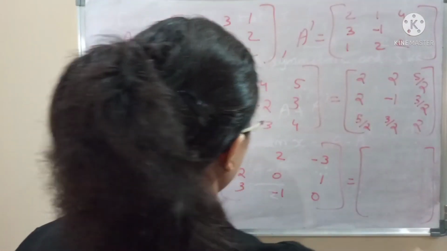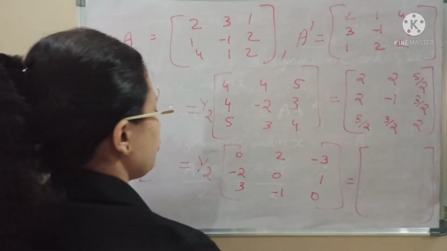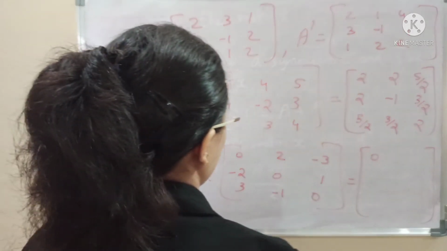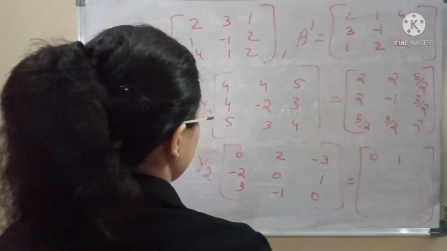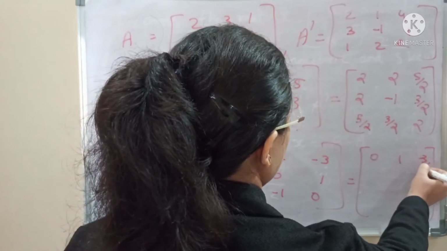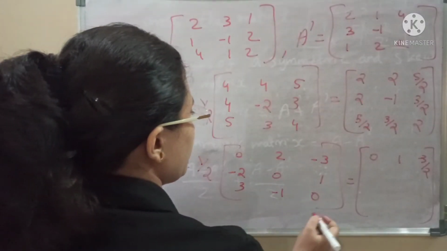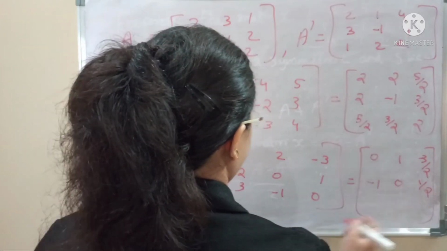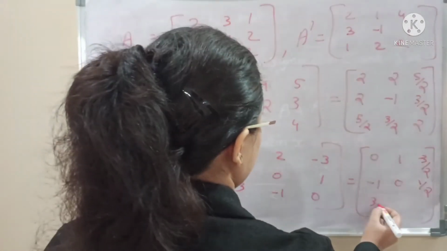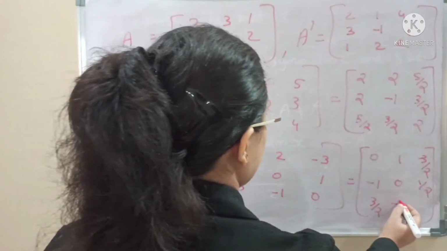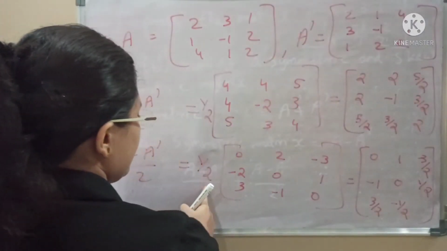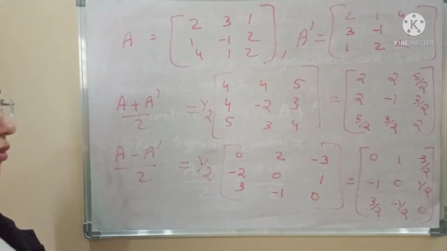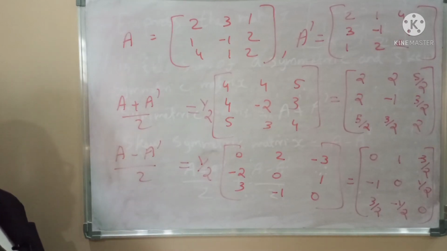Now divide it with half. 0 by 2 0, 2 by 2 1, minus 3 by 2, minus 2 by 2 minus 1, 0 by 2 0, 1 by 2, 3 by 2, 3 by 2, minus 1 by 2, minus 1 by 2, then 0 by 2 0. Okay, so we got this.